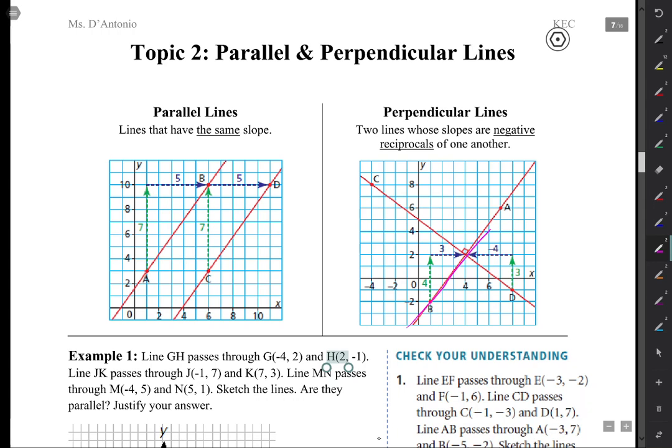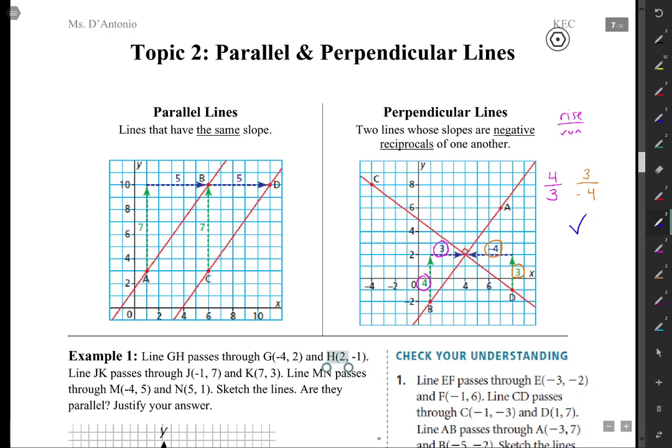So starting with this line here, they gave us the rise, which is 4, and the run, which is 3. So we have 4 over 3, because that's rise over run. And then if we look at the other one, we have 3 as the rise and negative 4 as the run. So we have 3 over negative 4. So the rise is 3 and the run is negative 4. So these two here are negative reciprocals of each other.